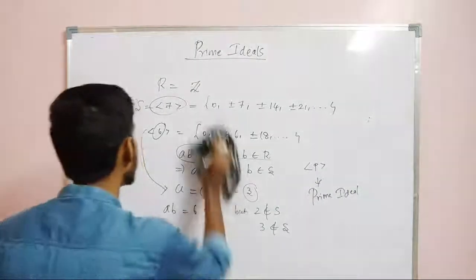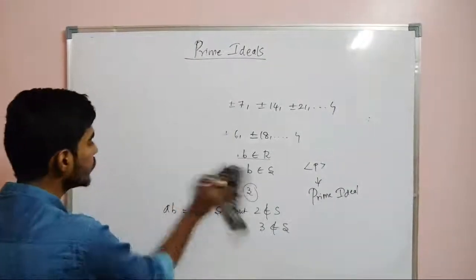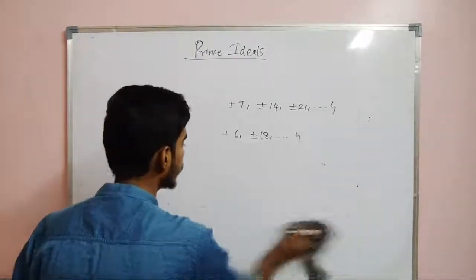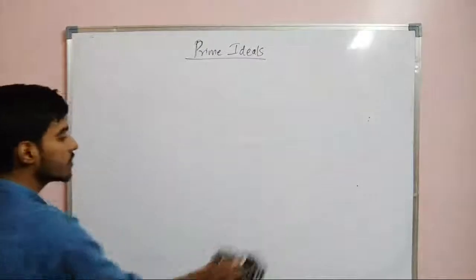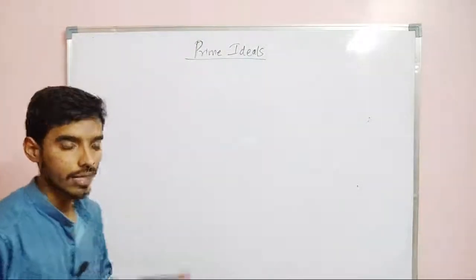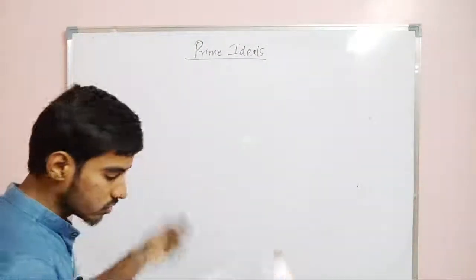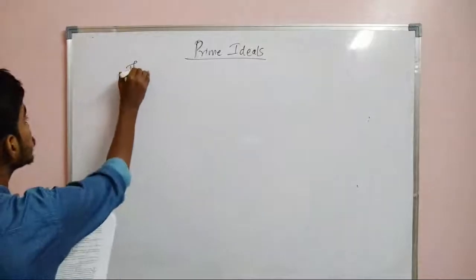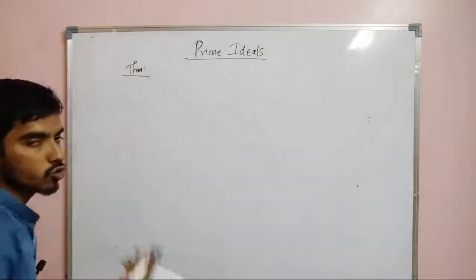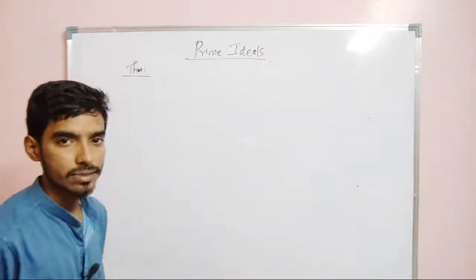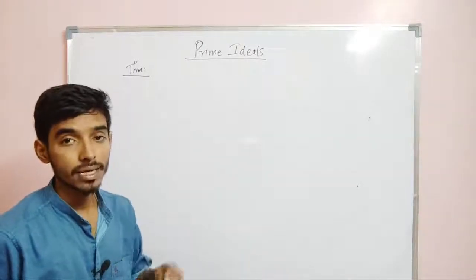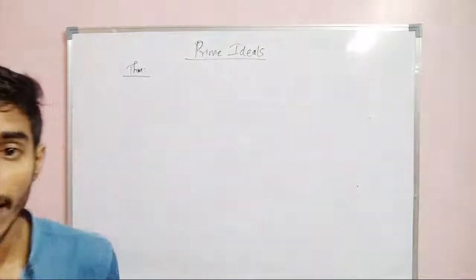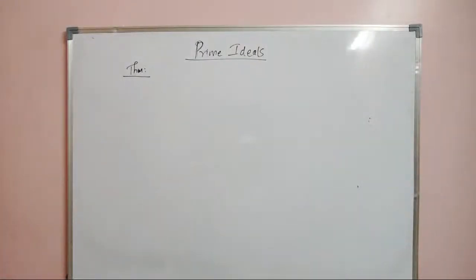Now we will prove an important theorem. Every maximal ideal is a prime ideal, but not every prime ideal is a maximal ideal. That is not what we need to prove, right? We would need to give a counterexample to show that not every prime ideal is maximal. Every maximal ideal is a prime ideal, but not every prime ideal is a maximal ideal, right? Yes.